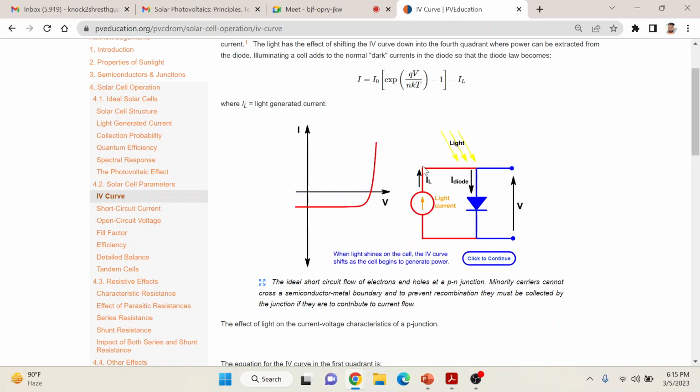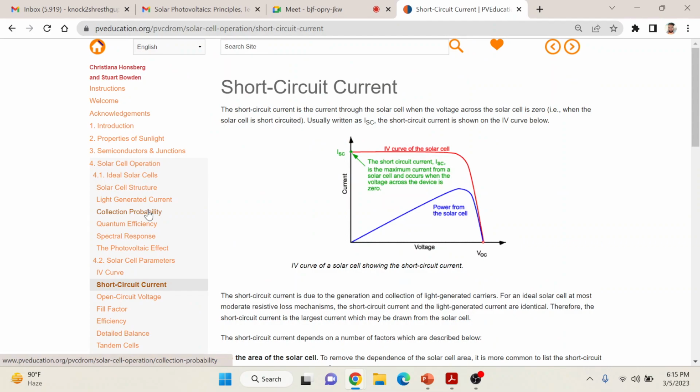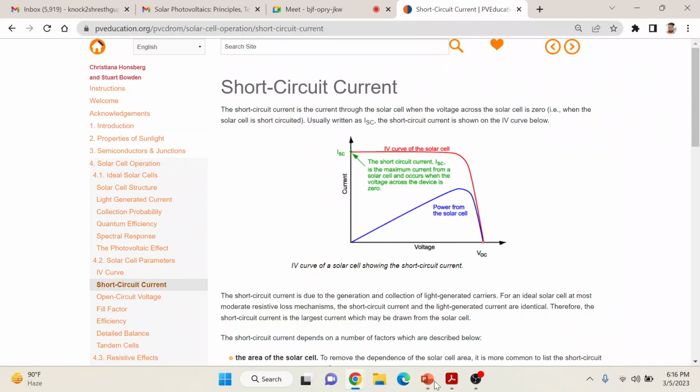When the light is falling, there is generation of light current, IL, and I diode. Now when you increase the intensity, you have a greater amount of shift in the IV curve, and generally in the convention for solar cell we show this IV curve. Now what is short circuit current, open circuit voltage, fill factor and efficiency? These are the most important terms, if you are learning solar cell you should know them. So let's start with the short circuit current. Many questions today are based on short circuit current and open circuit voltage.